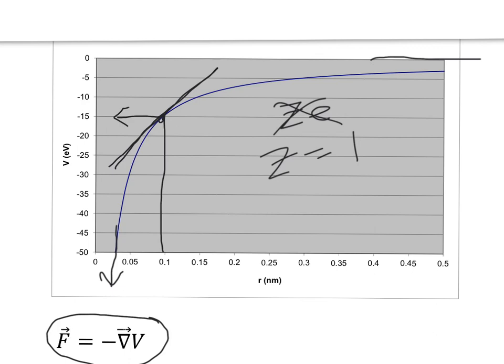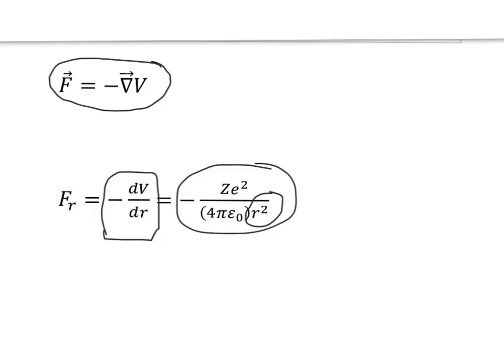Notice that the force is greater at shorter distances. At some other distance, say right here, we'll have a smaller force because the magnitude of the slope is correspondingly less. So that's the nature of the potential energy and the forces between an electron and a positively charged nucleus.